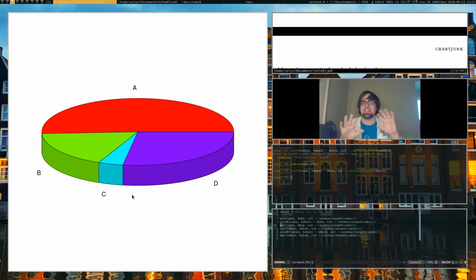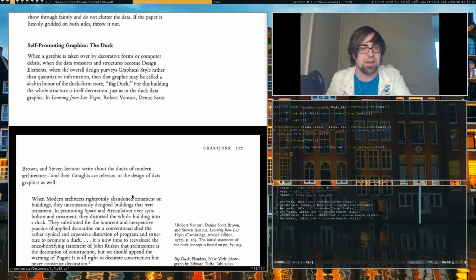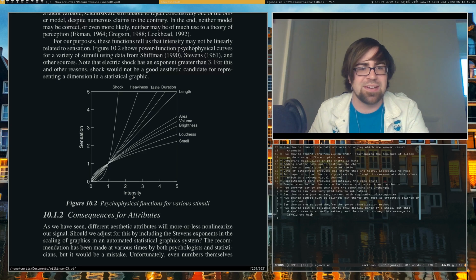All right, now that we've talked enough about ducks. So anyway, some more about that. I think that's pretty much it when it comes to why pie charts are terrible.